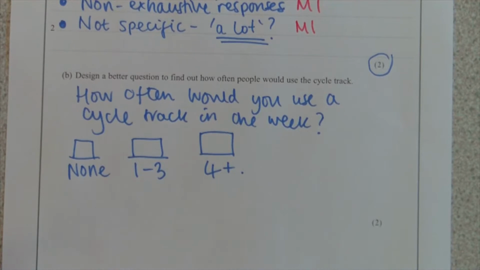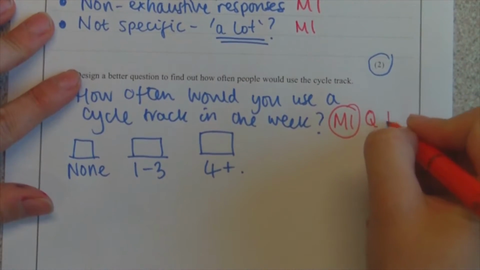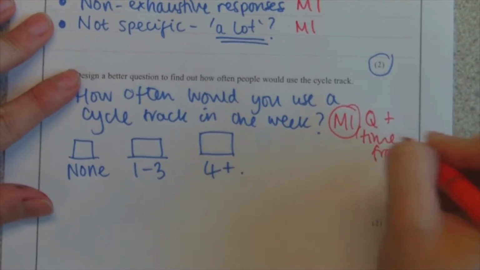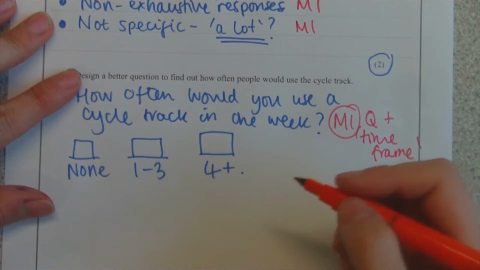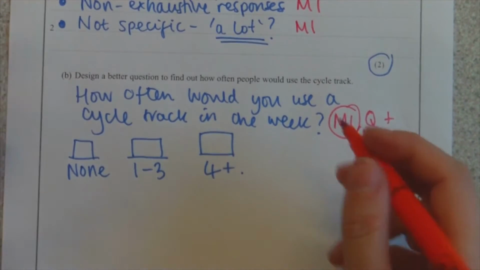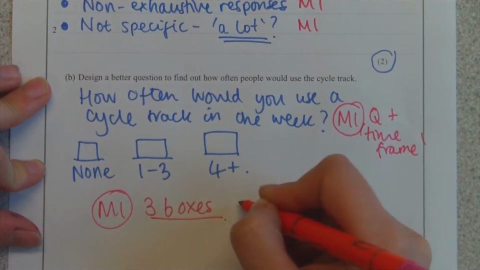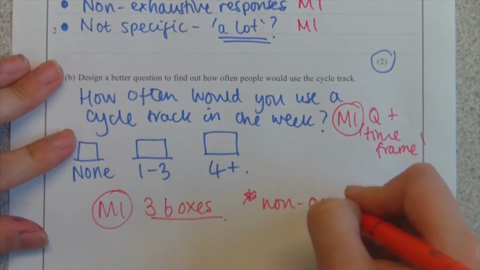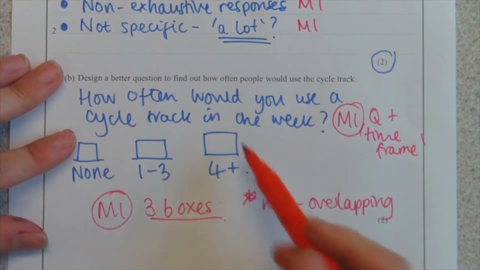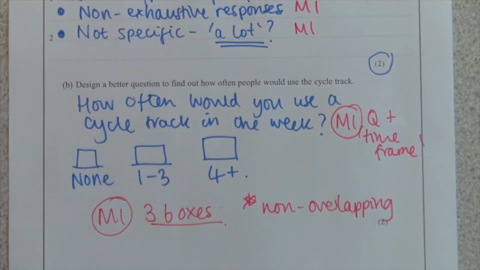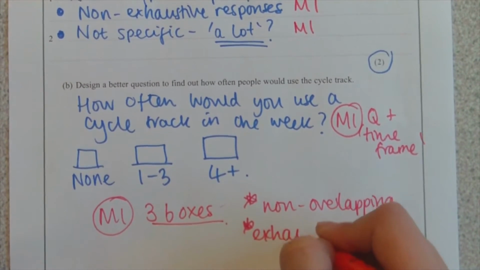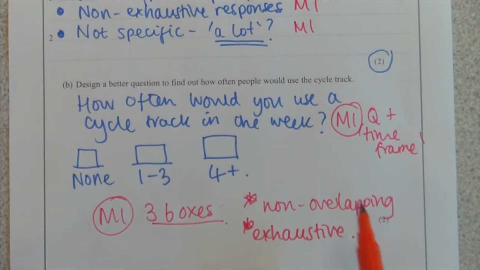With regard to the mark scheme, your first mark is for your question with a time frame. You don't have to pick a week, but as long as it's within a time: week, month, 2 weeks, a day, it doesn't really matter. Then your second mark is for at least 3 boxes. They have to be non-overlapping. For example, if in this question I'd written 1 to 4 and then more than 4, if you plan to use it 4 times a week, you wouldn't know which box to tick. It's not very helpful. It's also useful that the boxes are exhaustive. So mark 1 for the question and time frame. Second mark for the 3 boxes that are non-overlapping and give an exhaustive response.